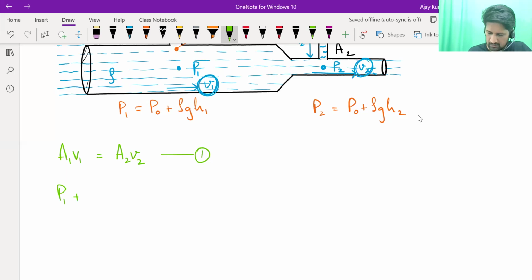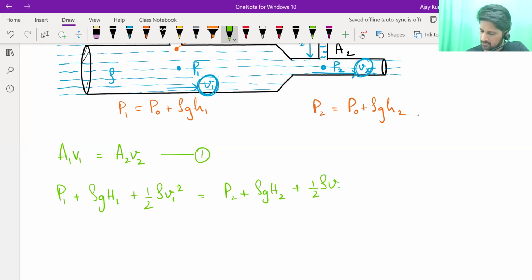P1 plus rho g H1. Let me use capital H here, just to avoid confusion. The height you see in Bernoulli's equation is the height of the point from the reference level for gravitational potential energy. So P1 plus rho g H1 plus half rho V1 square should be equal to P2 plus rho g H2, the height of that second point from the gravitational reference level, plus half rho V2 square.